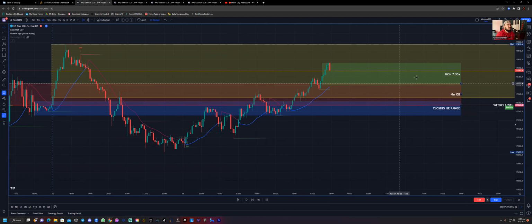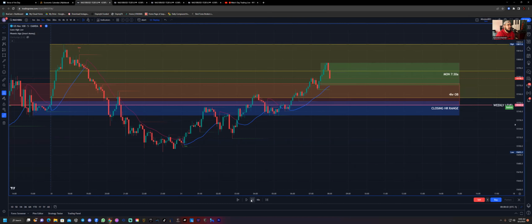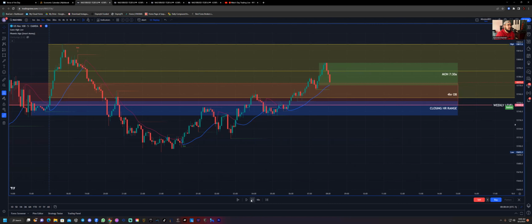In our case, we're going to be using the Monday 7:30 candle range as an area of interest, a range of interest, right? Or the closing hour range, or the 4-hour order block, or the 4-hour wick, right? So if it exits those in combination with a break of structure and a GAN flip, okay? So let's go. We'll watch, and I'm planning on doing the whole week with this video, so stick around. You want to watch this whole video.